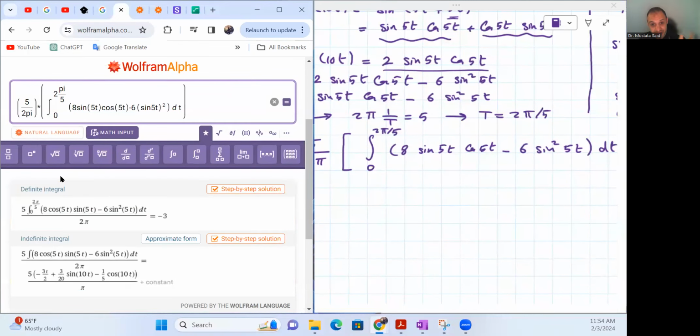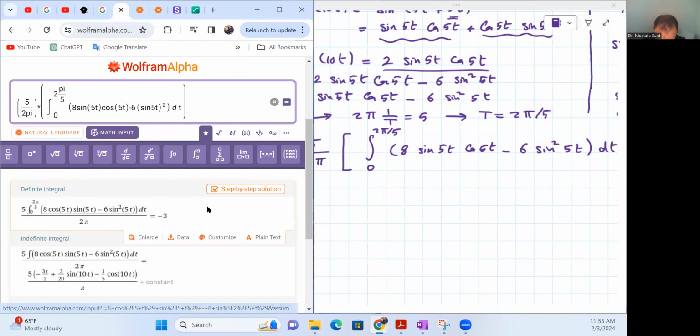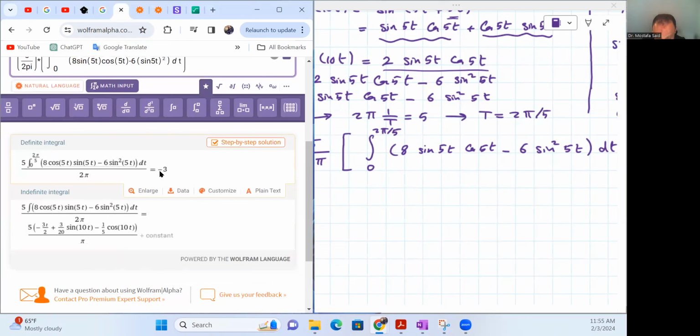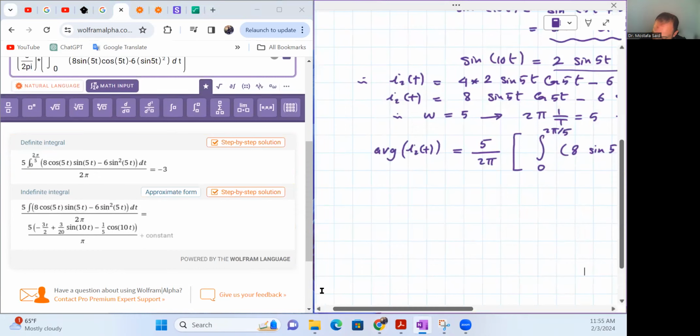Look, guys, here it translates the pi into the symbol pi. 8 cosine 5t sine 5t minus 6 sine square 5t dt. Okay, that's equal to minus 3. And I know that's the correct answer because I solved it before. So the average of I2 of t, which sometimes they write as I2 average. The average is a constant, so you don't write t anymore. So I2 average is equal to minus 3.